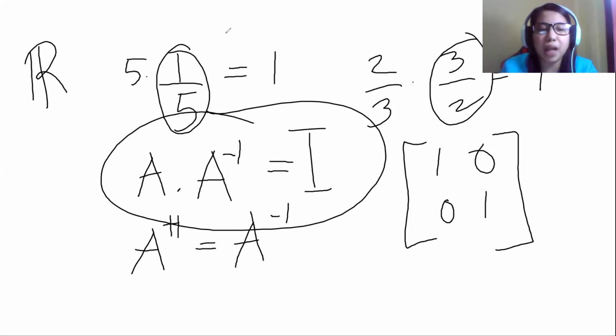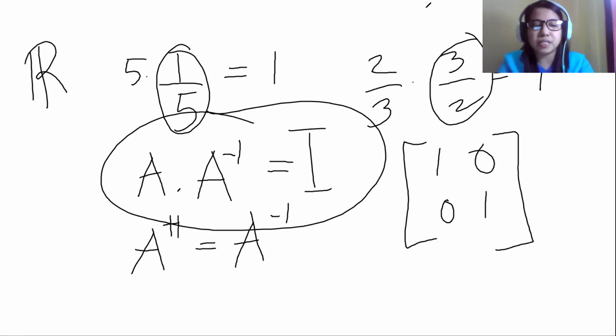So if we multiply A raised to H to our A, and the result is the identity, then it means that it is the inverse. Unless you are already familiar with computing the inverse matrix, then it is also okay to get that and then multiply. And if the result is the identity, then it means that it is unitary. Okay, let us do that.